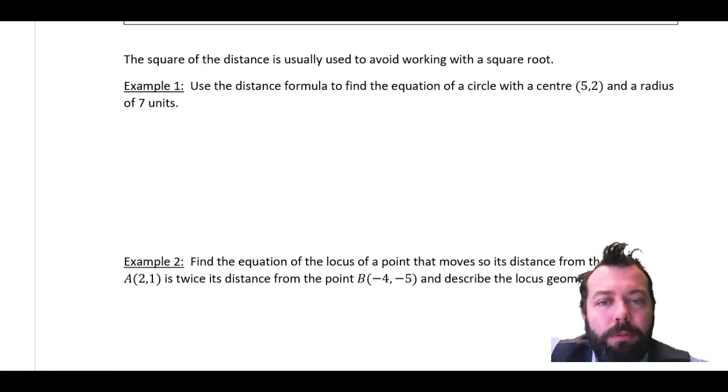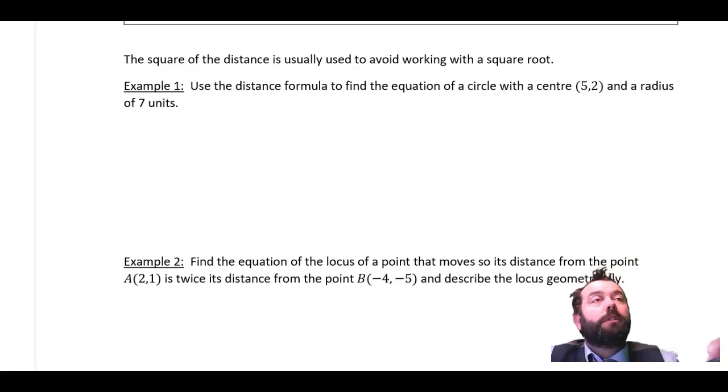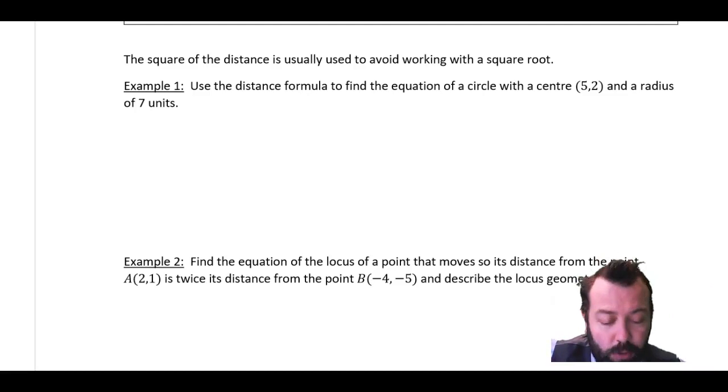Here in our first example, we're going to use the distance formula to find the equation of a circle with a centre of 5, 2 and a radius of 7 units. Now, in some other units when we've done circles, we could write the equation of that off the top of our head, but we're going to use the distance formula to arrive at that. To begin with, I'm going to want a little diagram.